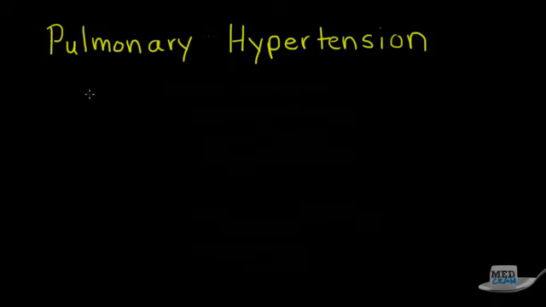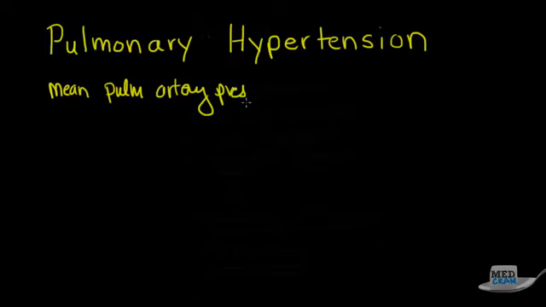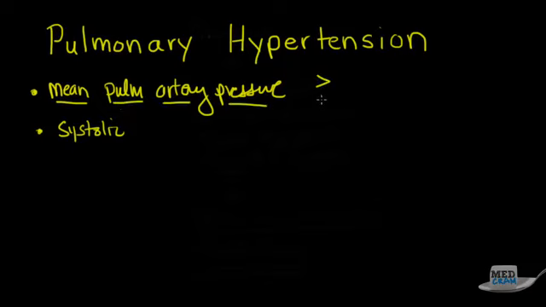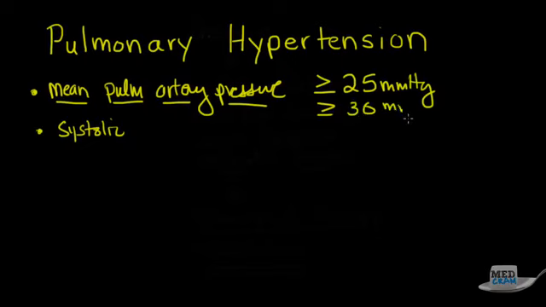So you have to know the definition first of pulmonary hypertension, and there's a couple of ways of measuring it. The first one is looking at the mean pulmonary artery pressure, and the other one is looking at the systolic. By definition, it's by the mean pulmonary artery pressure. Generally speaking, if it is greater than or equal to 25 millimeters of mercury at rest, or greater than or equal to 30 millimeters of mercury at exercise, that will meet the criteria for you having pulmonary hypertension.